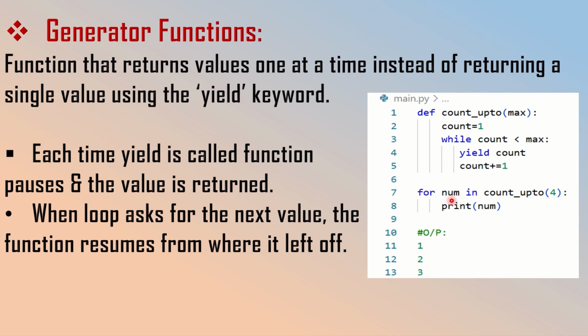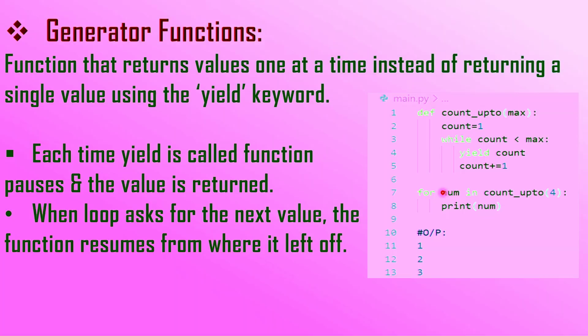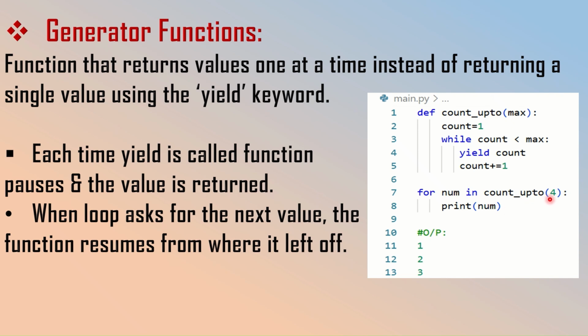And then I have declared one more for loop as well, wherein I want to loop through this function by passing the value of 4 to it. And inside this loop, I want to print each and every value that I am iterating from this function.